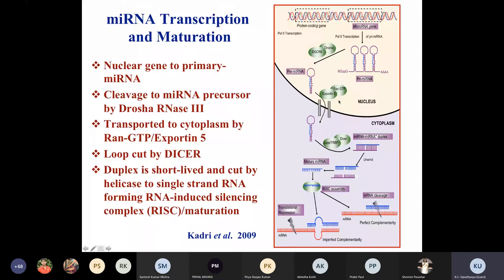So this is what is happening here. There's a pre-microRNA present, and then it is processed by Drosha, that is RNase III, different names given. Drosha is RNase III, and also Dicer is an RNase. And then the processed microRNA, which is 22 to 25 nucleotides long, a double strand, moves to Dicer.